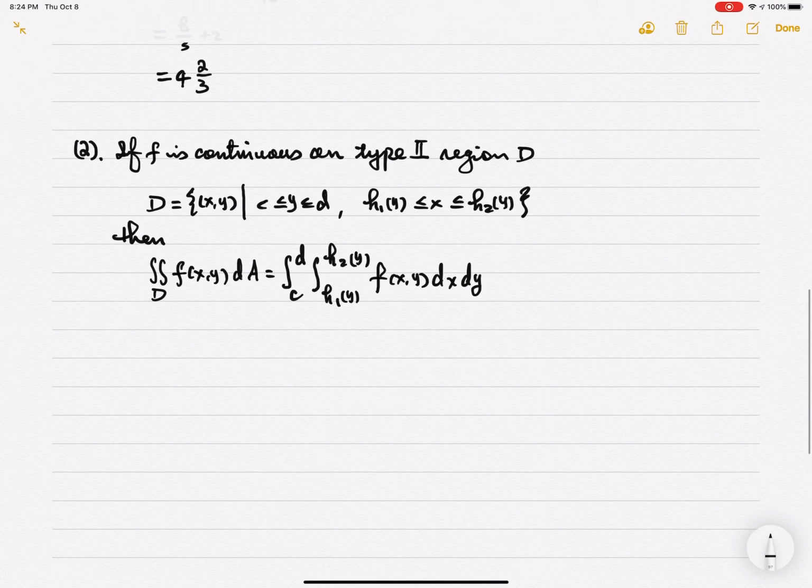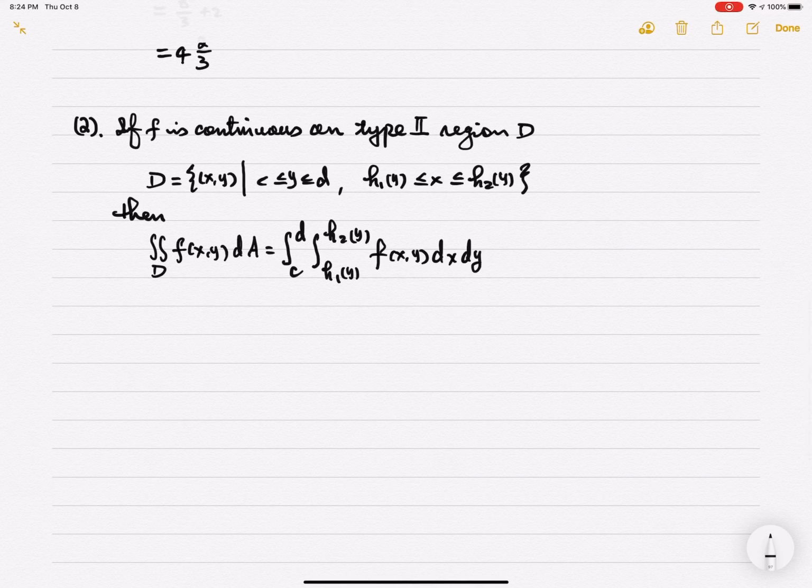Okay, so let's look at another example. We can do the same problem and treat it as a type 2 region. Sometimes a region can be treated as either type 1 or type 2, but sometimes we have no choice. We're going to see some other examples, but here I'm going to put a different example. I'll let you do the previous example, treating it as a type 2 region.